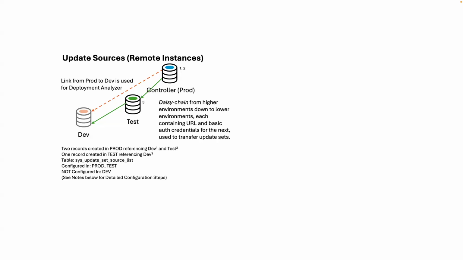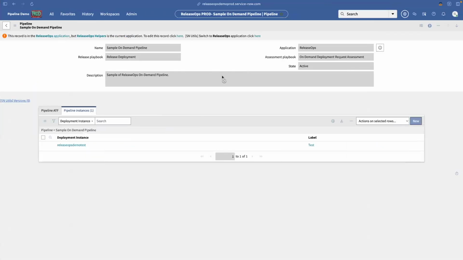You'll notice that controller or prod will be pointing to both dev and test, while test will point to dev. So basically each of these will pull from the lower instance, while there will be a link that bypasses it from controller to dev that's used for deployment analyzer to reach out, look at the dev instance, and analyze the deployment. So to do this, we'll start with prod, and we will point to test.